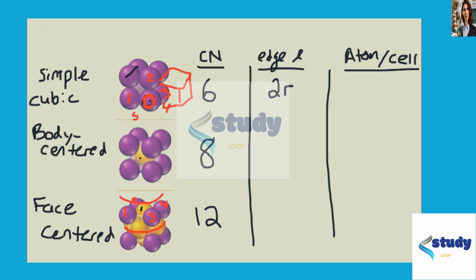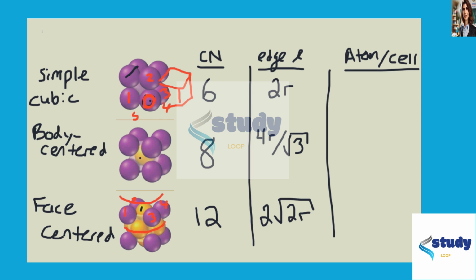So through some algebra that I'm not going to get into here, the edge lengths of the other 2 types of cells are 4r over the square root of 3 and 2 times the square root of 2 r. Now you can get these answers if you go through, and the book has a much better explanation about why those are the cases, but for the purposes of this, we're just going to write out what the answers are.